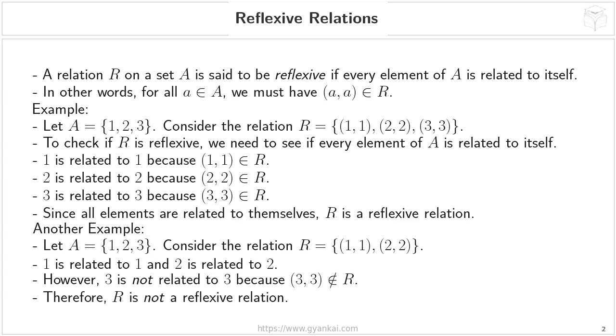Because the element 3 is not related to itself, meaning the pair (3, 3) is missing from the relation, the slide correctly concludes: therefore, R is not a reflexive relation. Remember, for a relation to be reflexive, every single element in the set must be related to itself. This example clearly demonstrates that if even one element is missing its self-pairing, the relation fails to be reflexive. In the next slide, we'll move on to another type of relation, symmetric relations, building on this foundation of understanding different relation properties.